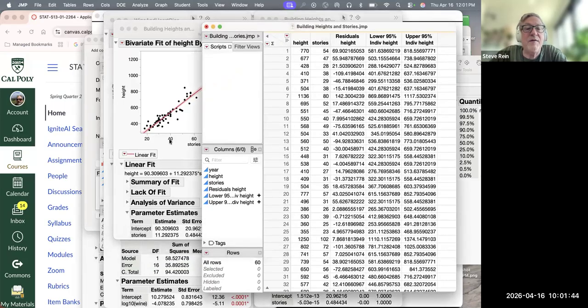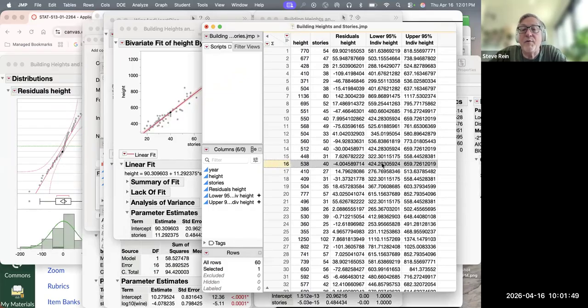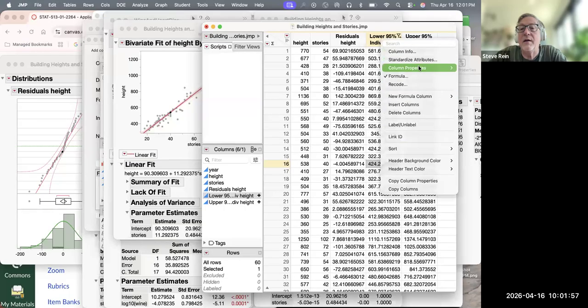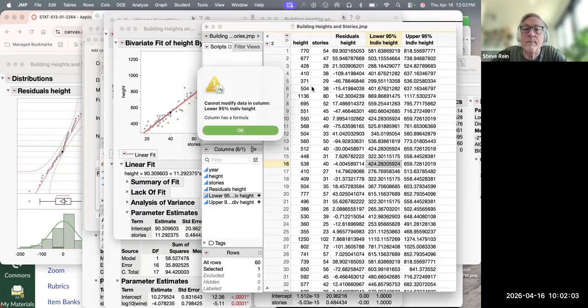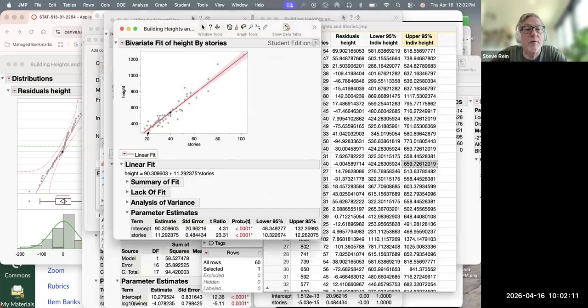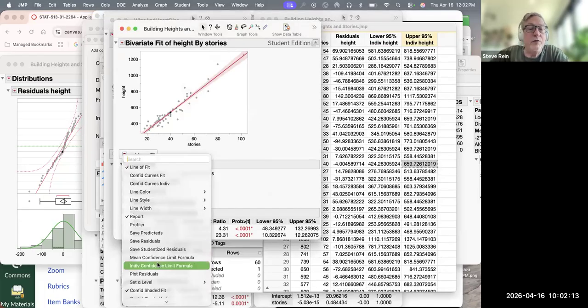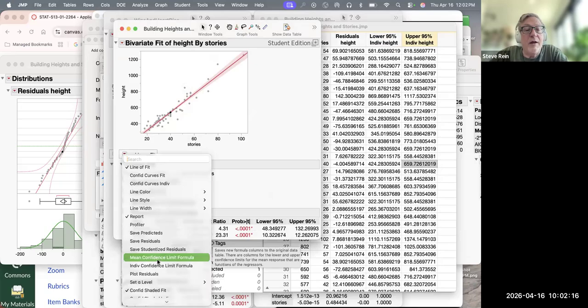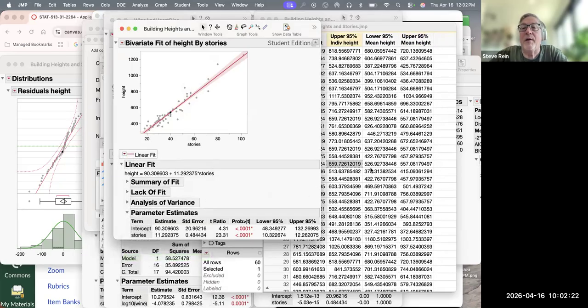So if you give me an X value like 40, I could look and find something that was 40 floors and say I'm 95% sure that... I'm sorry, I apologize. I did the wrong thing. Delete that. Okay, so I apologize. I did the wrong thing. What I wanted to have shown you is not for the individual, but for the mean, mean confidence limit formula. There we go. That's better.